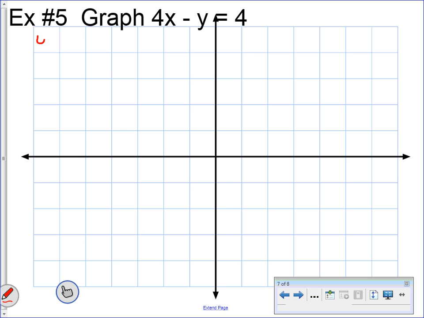Okay, so let's solve for the x-intercept first. So first thing we're going to do is get rid of the y. So the resulting equation is 4x equals 4. All we need to do is divide by 4 and x equals 1. So on the x-axis, I'm going to put a dot at 1.